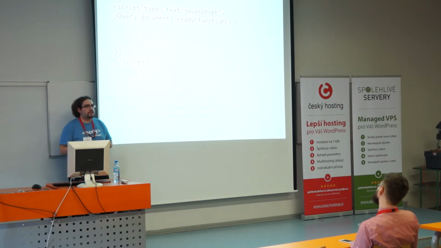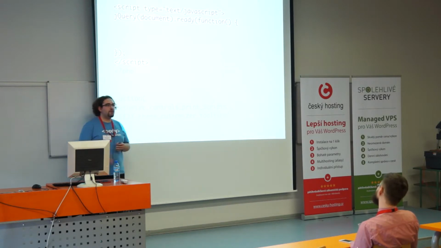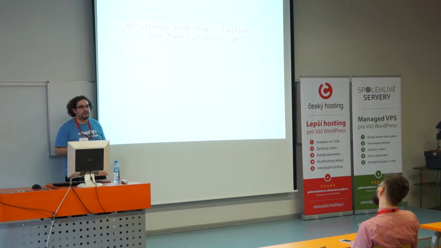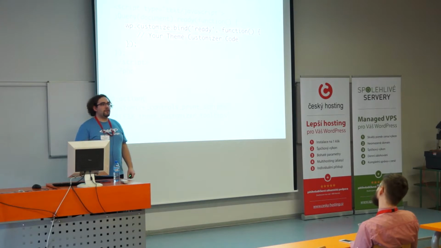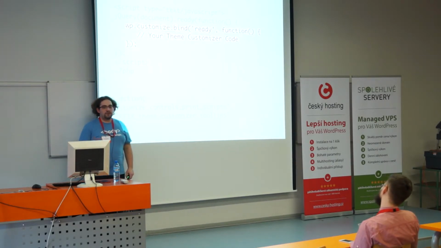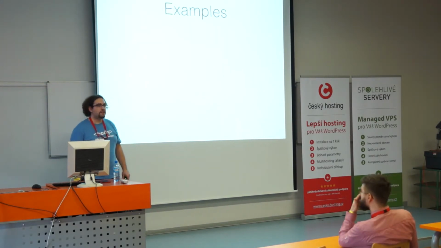We are creating a standard jQuery code connected with the DOM content loaded event. And finally, the most important part, we are using the wp.customize object. We are binding it with the ready event, and we are putting our whole theme customizer code with JavaScript manipulations into this function. A few examples.